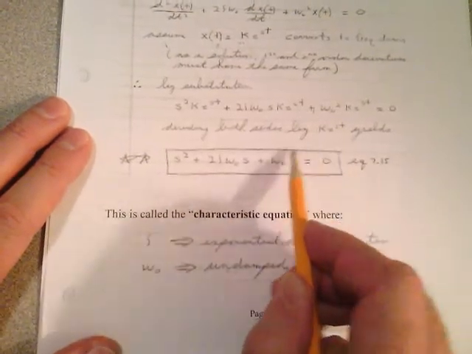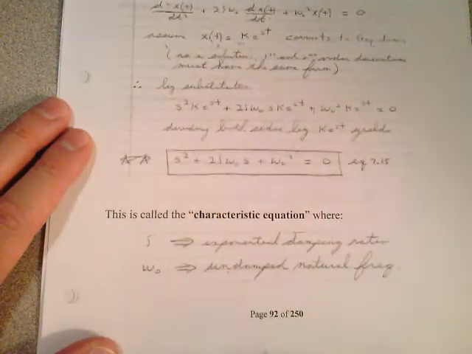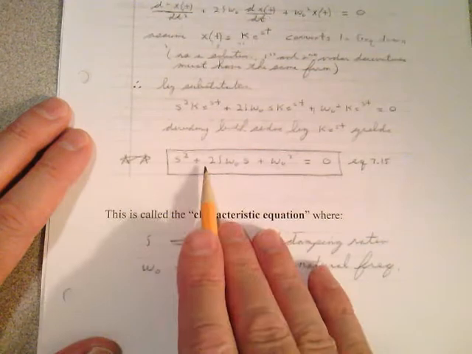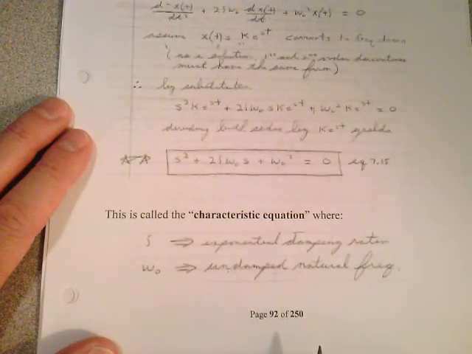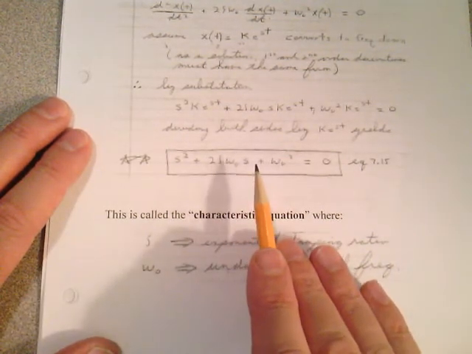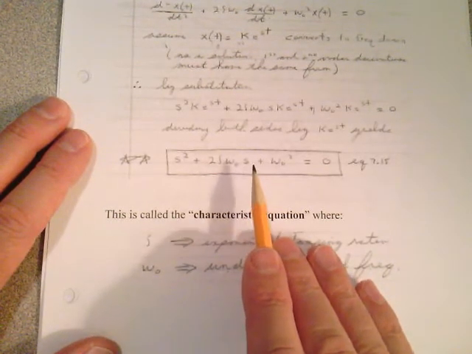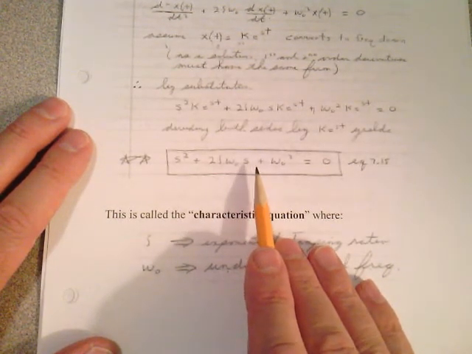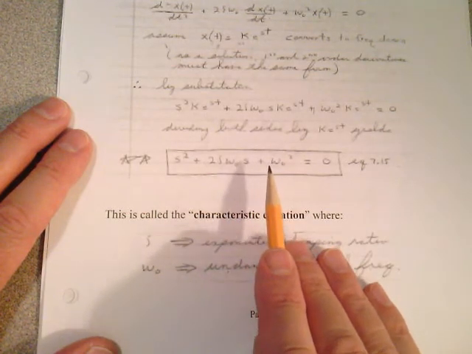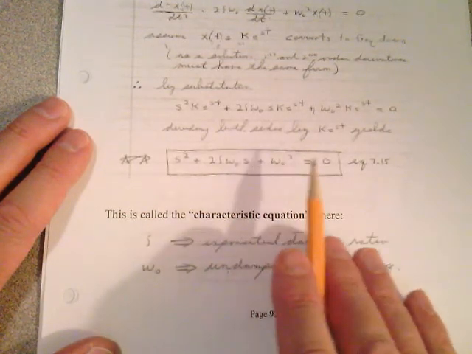That is just a quadratic equation with the unknowns being s. And you know how to solve quadratic equations using the quadratic formula: negative b plus or minus the square root of b squared minus 4ac, divided by 2a, something like that. Well, that's all we're going to do to that characteristic equation.